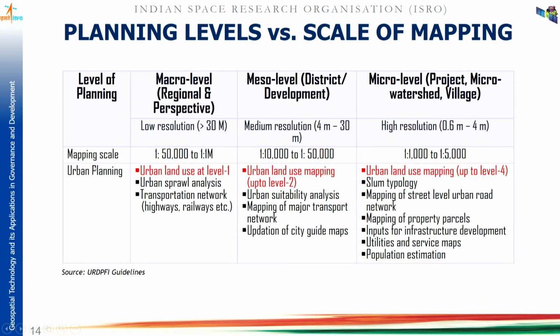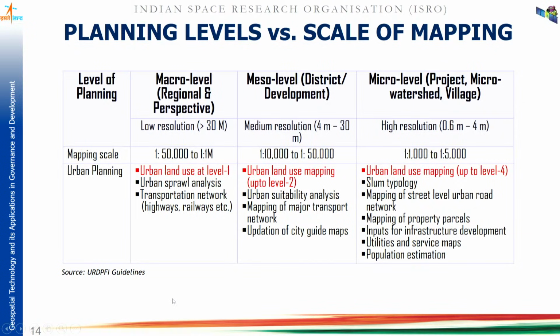You see, when you are making this regional perspective plan, you can go for a moderate or low resolution, that is more than 30 meters, and the mapping scale is 1 is to 50,000 to 1 is to 1 million. When you go to district development, you are using medium resolution data sets, that is 4 to 30 meters, and the mapping scale is from 1 is to 10,000 to 50,000. And when you come down to a micro level or village level, then your resolution is 0.6 to 4, and your mapping scale now comes to 1 is to 5,000. Why we are saying 4,000, 5,000 is because most of the cadastral database has been made at a scale of 1 is to 4,000 or 5,000.